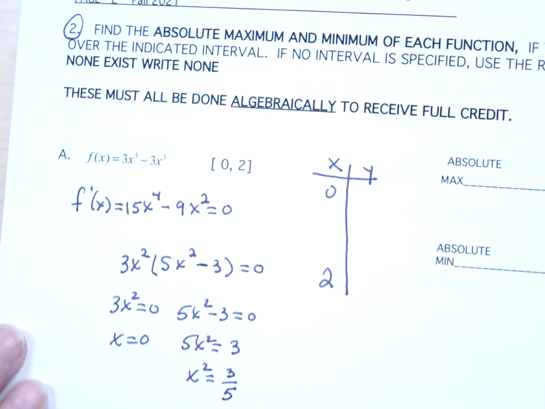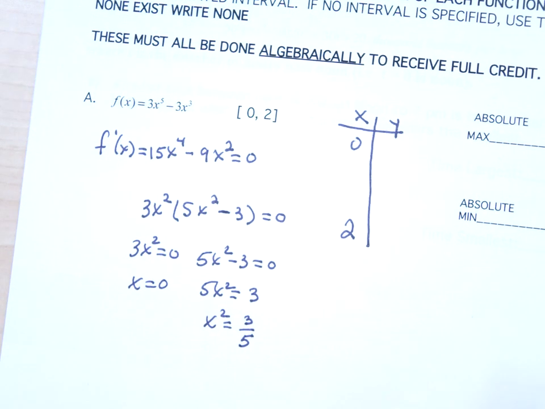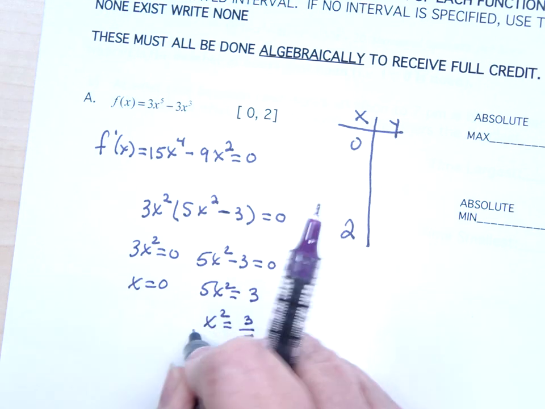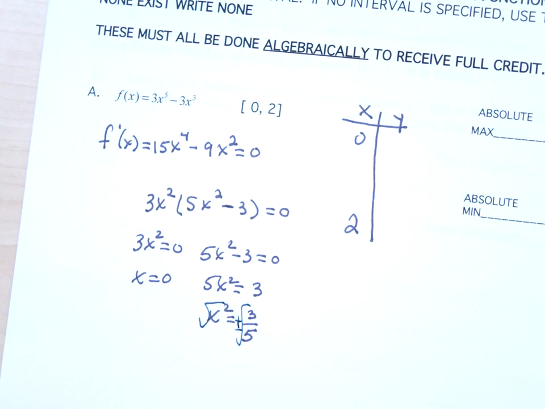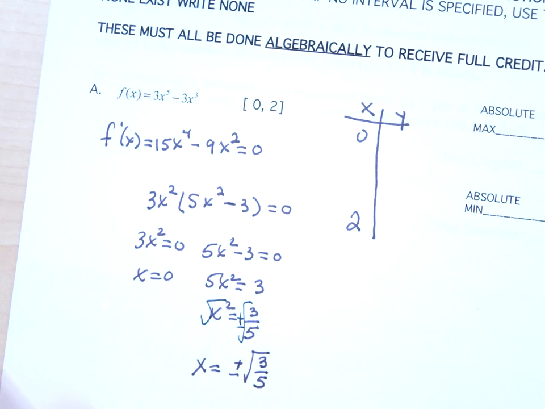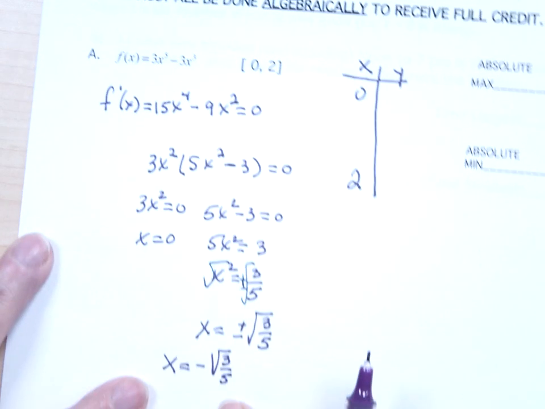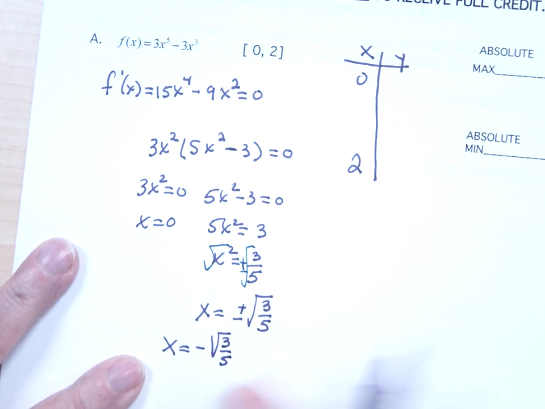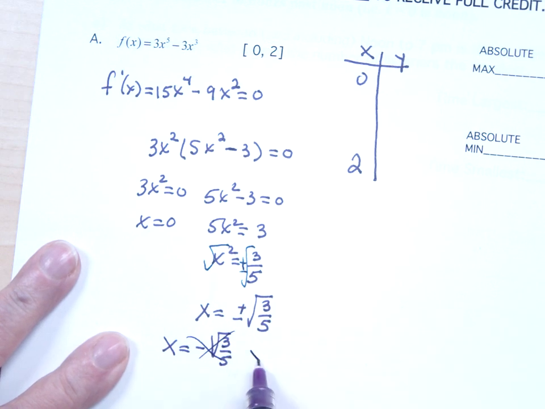And I'm hoping that since this is the chapter 3 test, we have grown a little bit mathematically, that we can handle radicals. So now we take the square root of both sides. Don't forget the plus or minus. So x is plus or minus the square root of 3/5. Now minus the square root of 3/5 needn't apply for the job, mainly because it is smaller than 0, so it's not in the interval. However, the square root of 3/5 is.